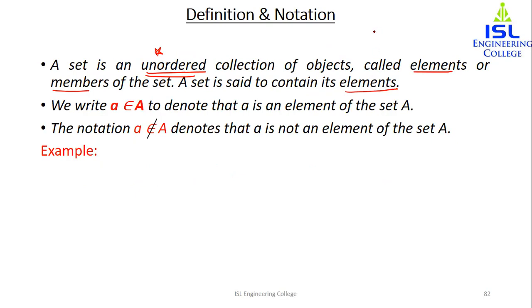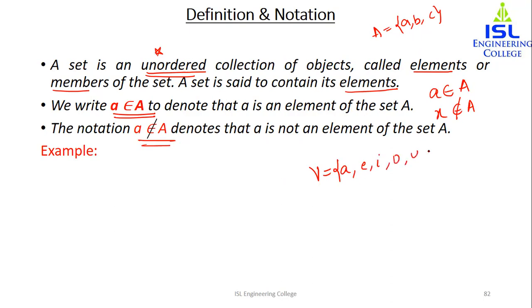Now, if you have a set A with 3 elements a, b, c, then whenever you want to denote whether an element is in the set or not, you say a belongs to A. Suppose x is not an element of the set A, so x does not belong to A. So these are the two notations: belongs and does not belong. Next, let's see an example. The set of vowels will be, we have 5 vowels, so a, e, i, o, u.